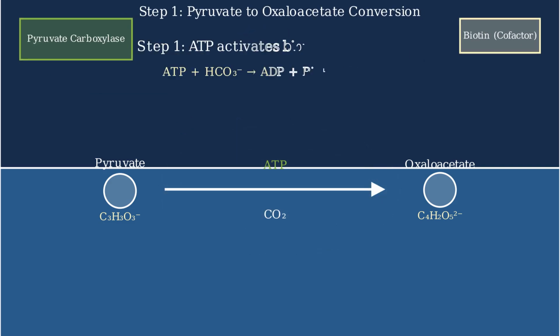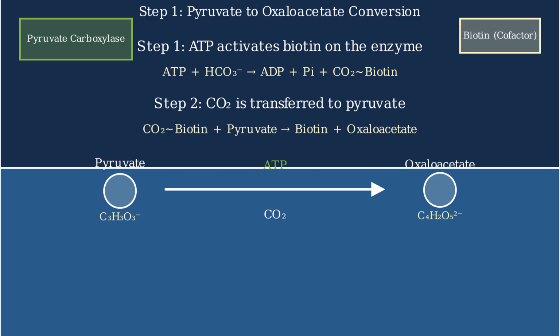The reaction proceeds in 2 steps. First, ATP activates the biotin cofactor on the enzyme. Second, the activated carbon dioxide is transferred from biotin to pyruvate, forming oxaloacetate.